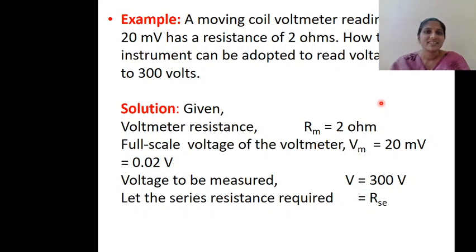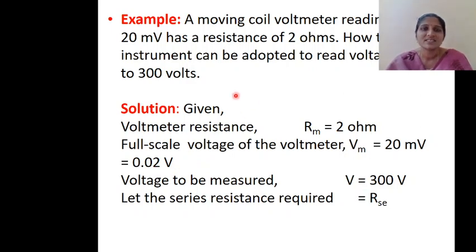Here, given a moving coil voltmeter reading up to 20 millivolts has a resistance of 2 ohms. So here 2 ohms is the meter resistance. Given voltmeter resistance Rm is equal to 2 ohms, and the full scale reading of the voltmeter is 20 mV. So Vm is equal to 20 mV, that is 20 into 10 power minus 3, which is equal to 0.02 volts.